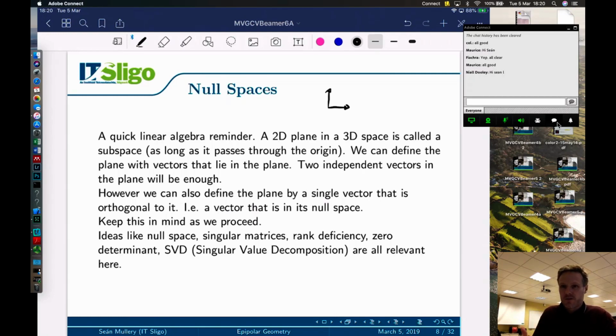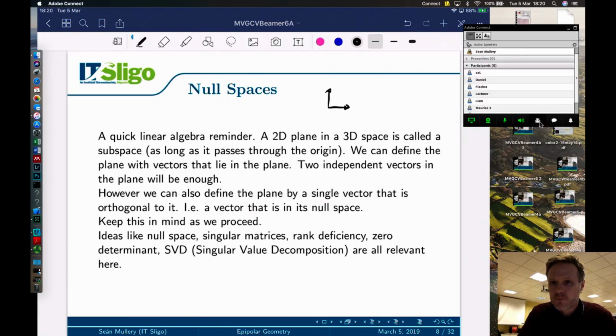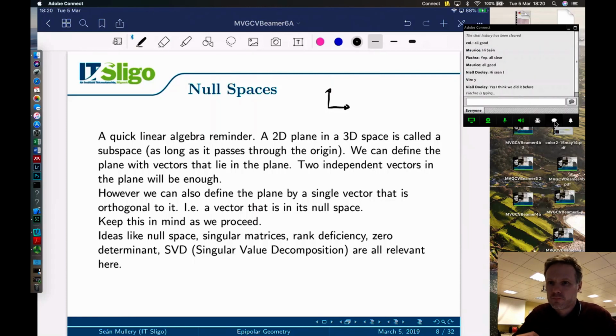Now, have you come across that term null space before? I may have mentioned it, I can't remember, but have you come across it in the linear algebra subject that you did or anywhere else? Okay. Nobody's saying no anyway. Okay, so it's something you may need to go back and do a refresher on.